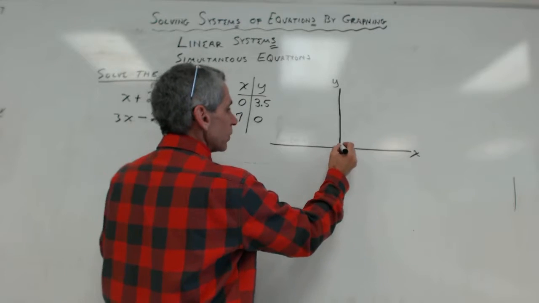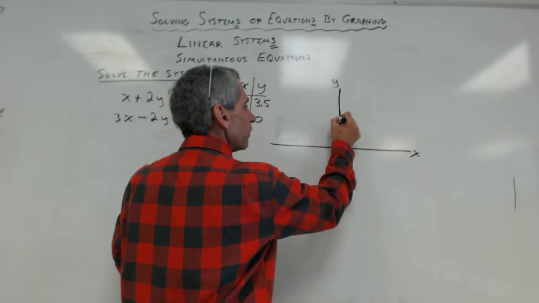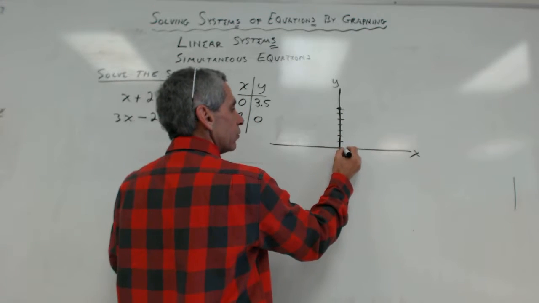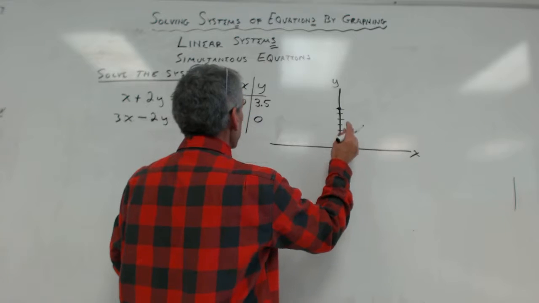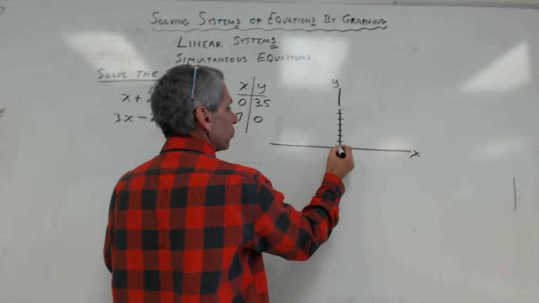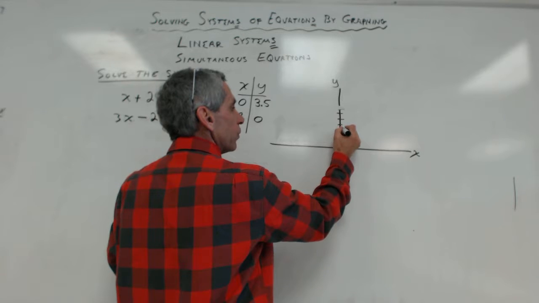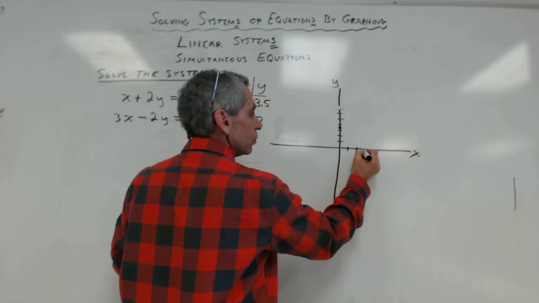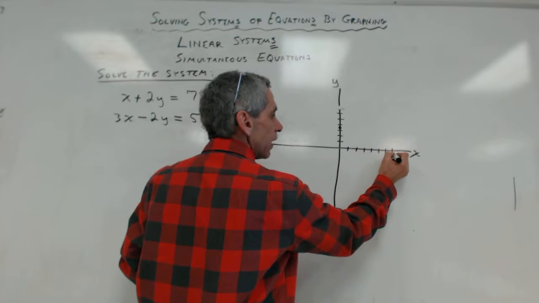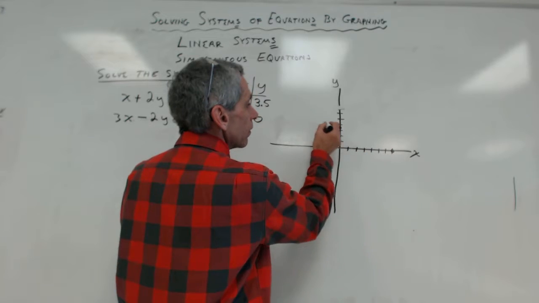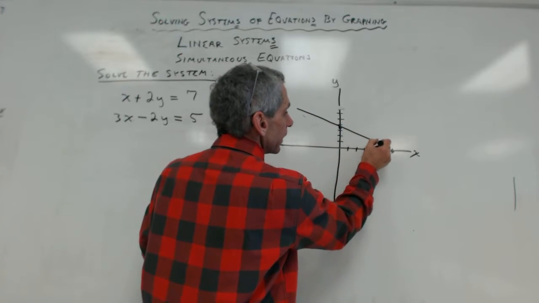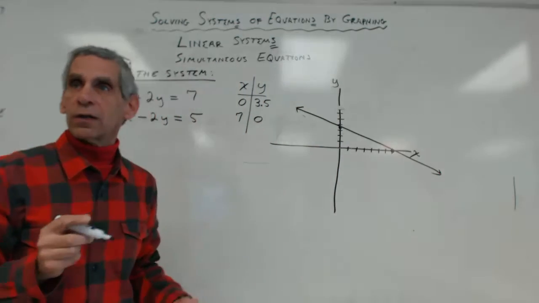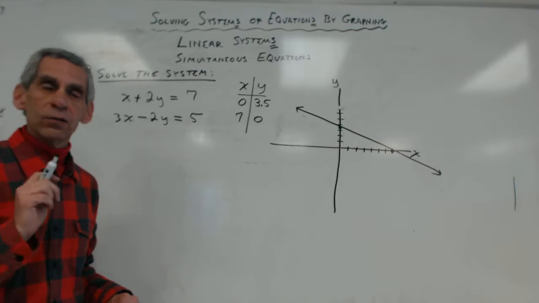So here we go. 1, 2, 3, 4, 5, 6, 7. Okay? And then 0, 3.5. Oh, wait a minute. 0, 3.5 is right here. 1, 2, 3.5. So there's my first one. And then 7, 0 is 1, 2, 3, 4, 5, 6, 7, on top. So there's my graph. Ideally, I should use a ruler because it has to be extremely accurate. Extremely accurate. You guys taking notes?